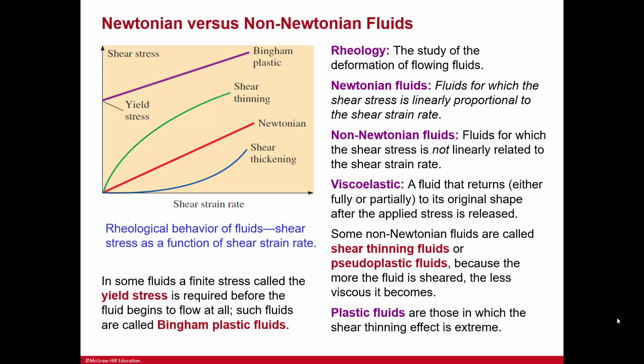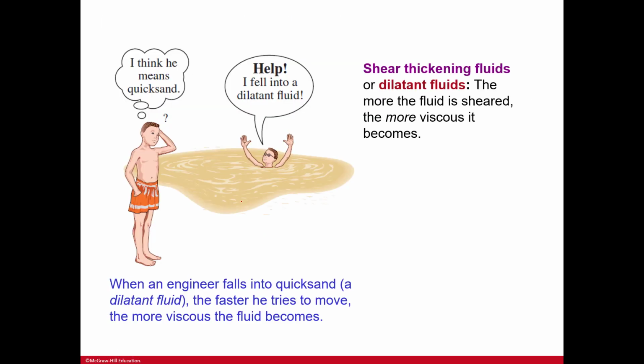Some non-Newtonian fluids are called shear thinning fluids or pseudoplastic fluids, because the more the fluid is sheared, the less viscous it becomes. Plastic fluids are those in which the shear thinning effect is extreme. So you can see Newtonian, shear thickening, shear thinning, plastic, yield stress, and it's all plotted on a stress strain graph.